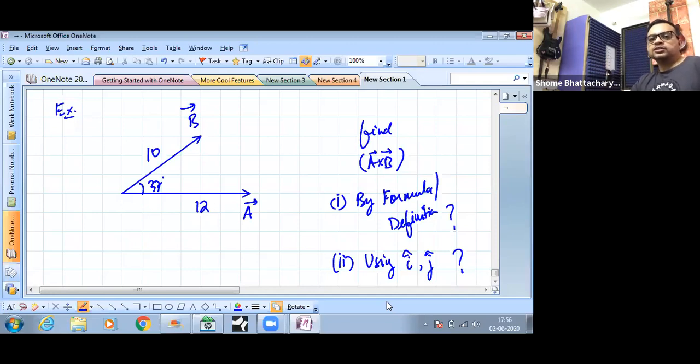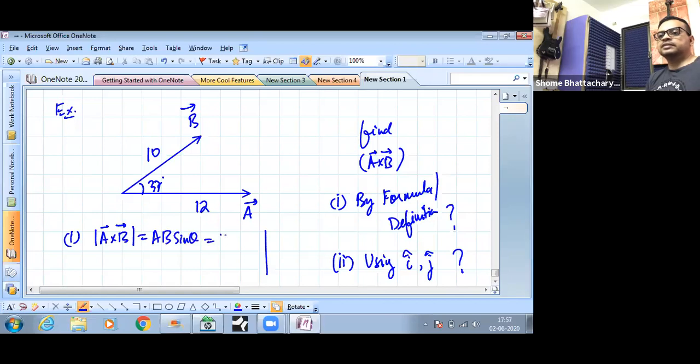Yeah, 72. And what about the direction? Correct, the answer is correct. And what will be the direction? Coming out or going in? Coming out. Very good. So if you go by the formula method, the definition method, the magnitude of A cross B is AB sine theta. So that will be 72 units squared. And the direction by using your right-handed palm rule will be outwards, out of the plane.